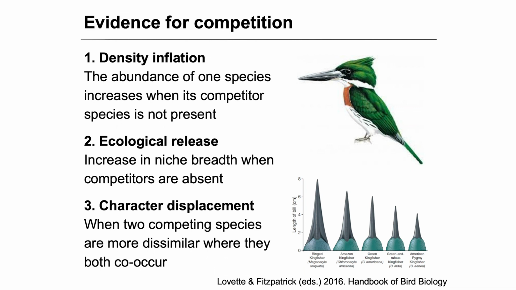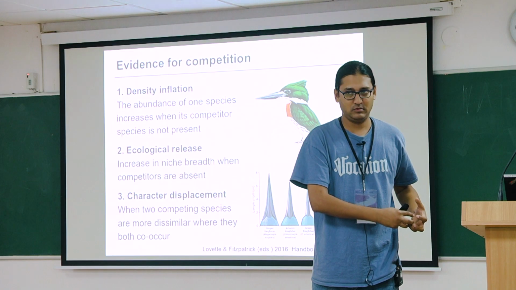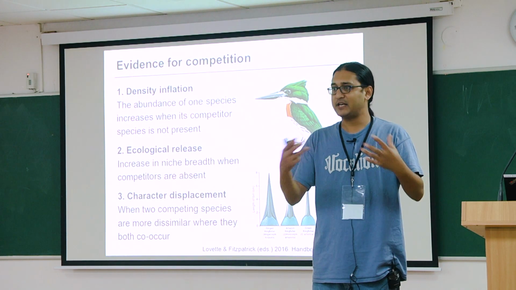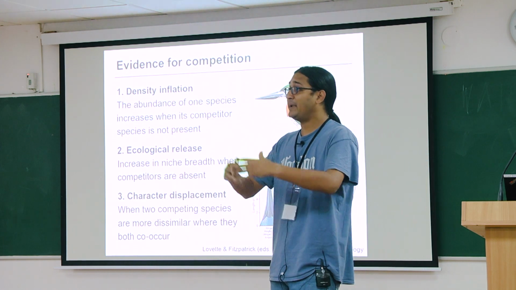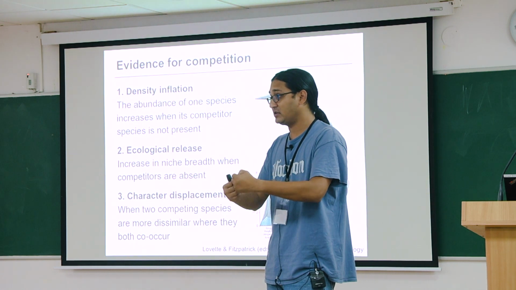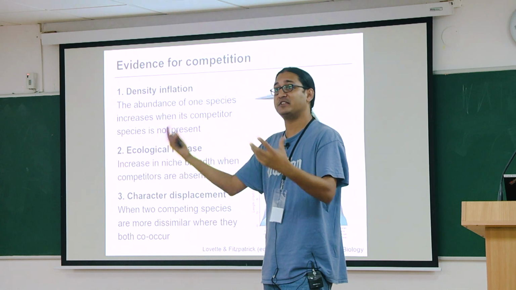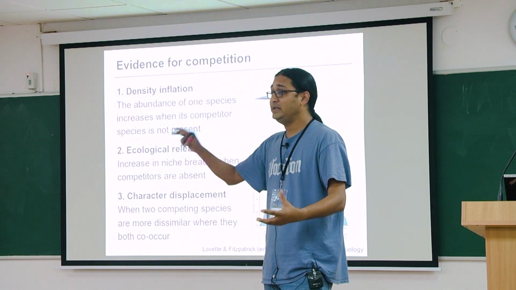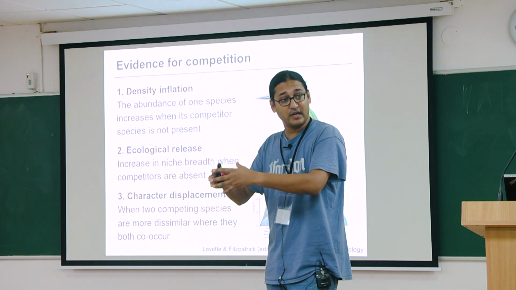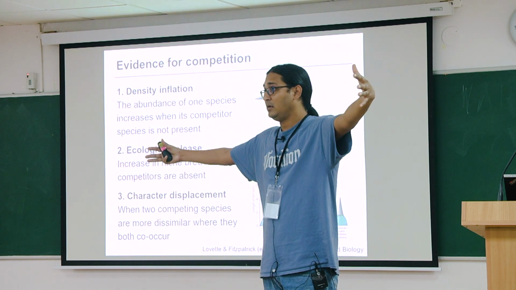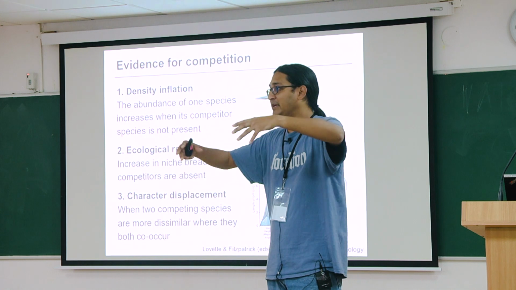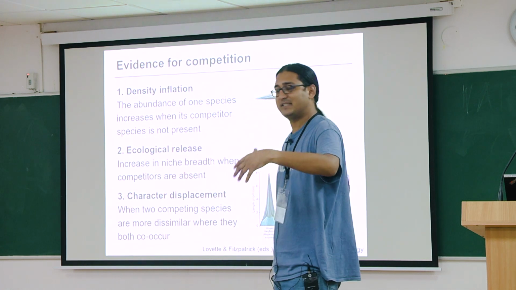Right, so is there any evidence that competition occurs in nature? One of the things is what's called density inflation. If you have two competing species, you can't take out one, but there are natural places, for example, on islands. On the mainland, you might have two species that are competing with each other. On an island, you might have one species disappearing. And on the island, you'll find that the density of the other species increases greatly, potentially because there's nothing to compete with it to keep its densities low. So that's called density inflation.